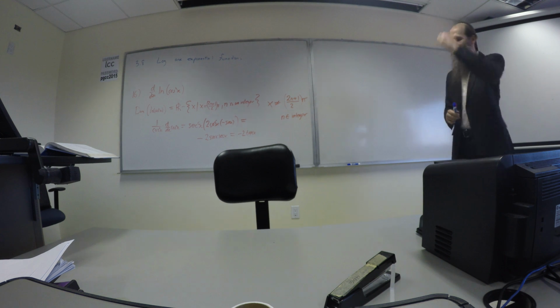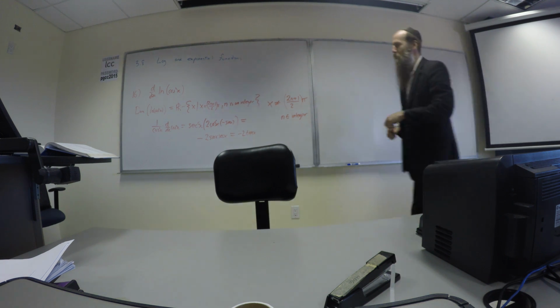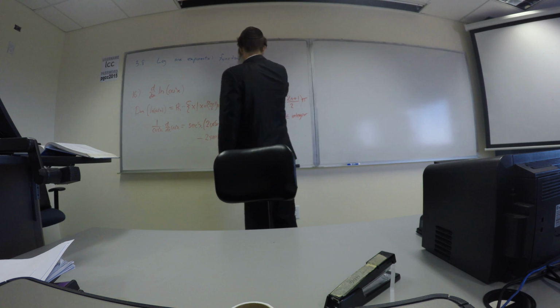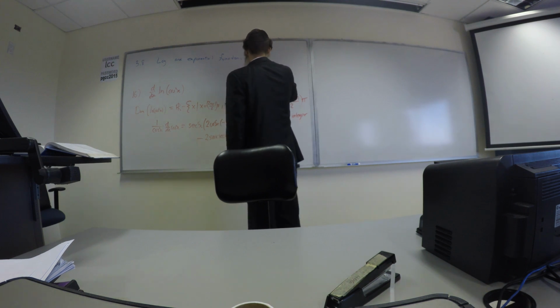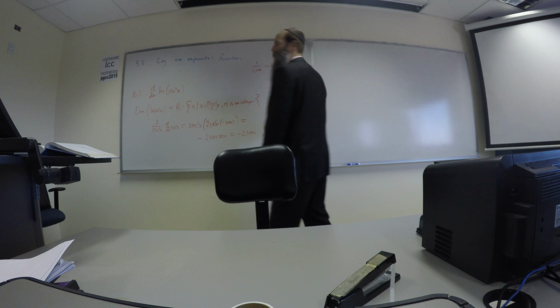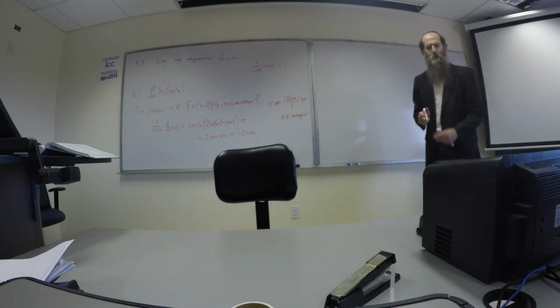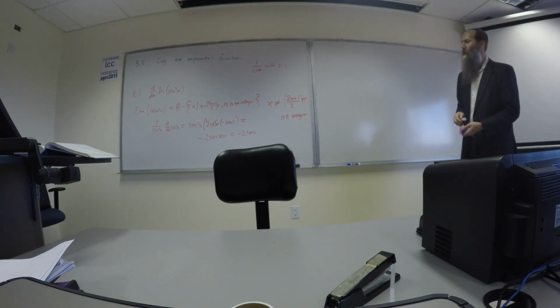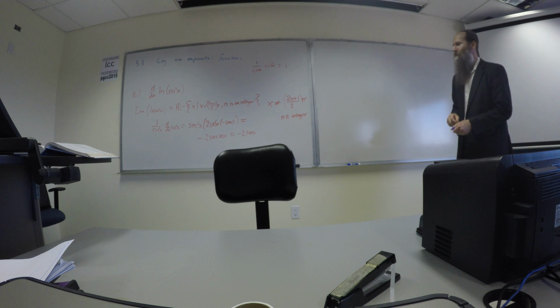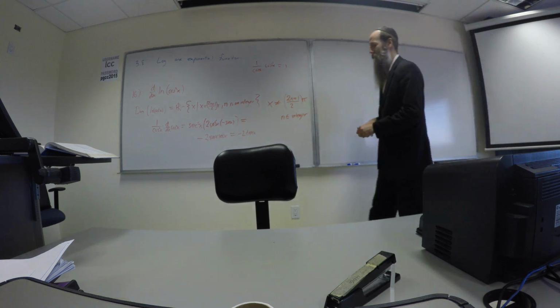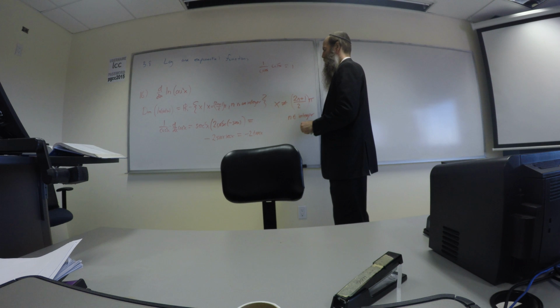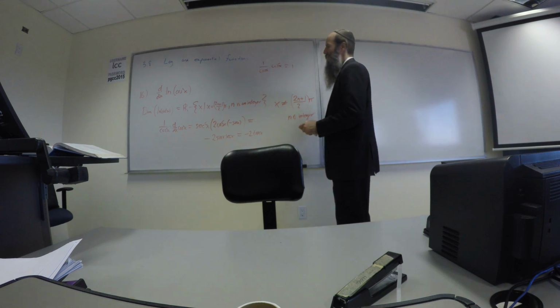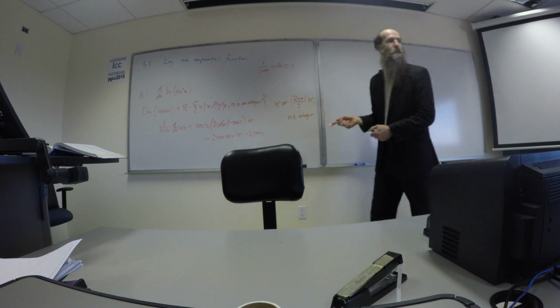Why can you cancel out the cos and the secant? Because secant is 1 over cos. So if you have 1 over cos times cos, you get 1. Negative 2 tan. Okay. You guys okay with that derivative?